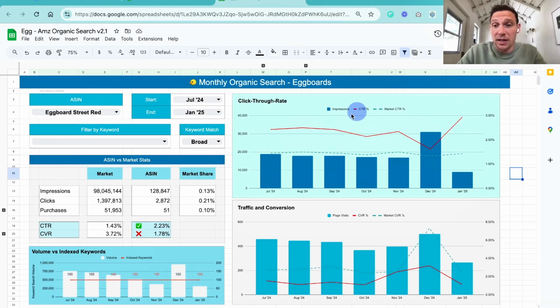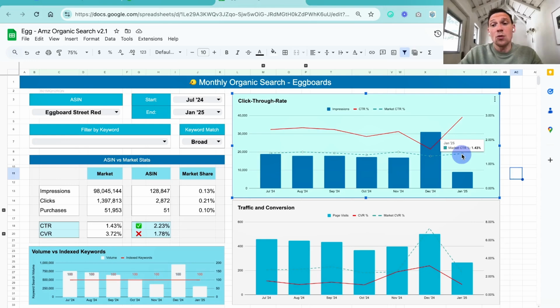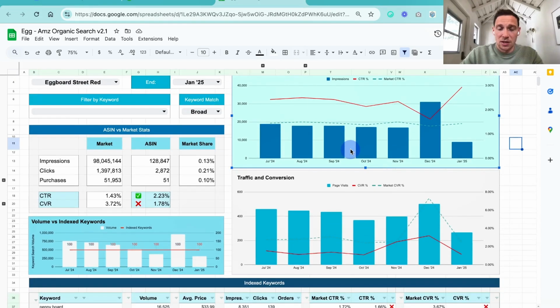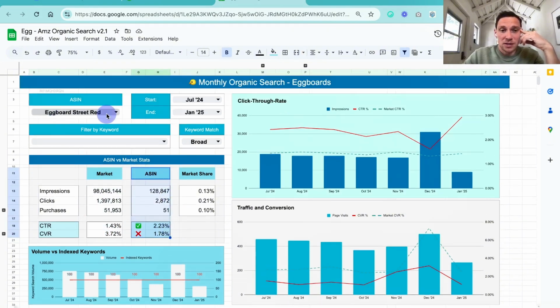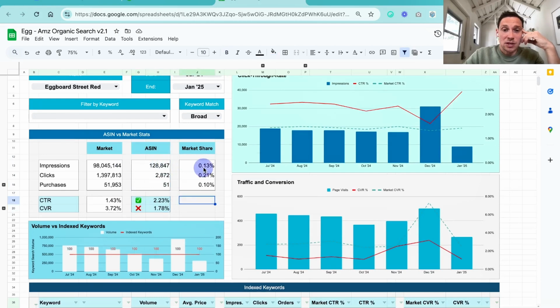So we have impressions here and click-through rate. The click-through rate for my skateboards in January, for example, has been 2.94%, which is okay. This dotted line over here is the average click-through rate of the market for the keywords my product is indexing for. And you'll see better in the bottom part of this chart. Similar aggregated information is here. So we see impressions, we see clicks, we see purchases for the market overall and for my product. The ASIN I selected in this case is the Eggboard Street Red. And then by percentage, I know how much of the market I own in terms of impressions, clicks, and purchases.